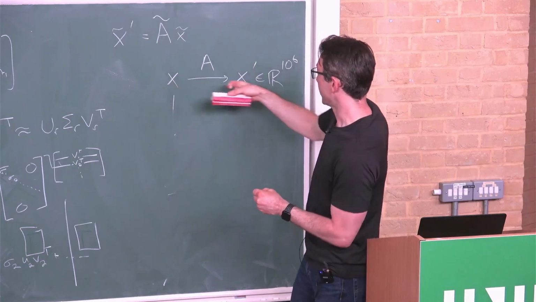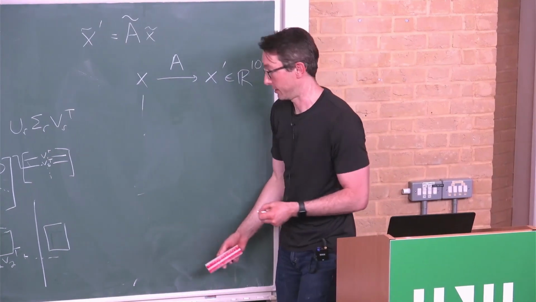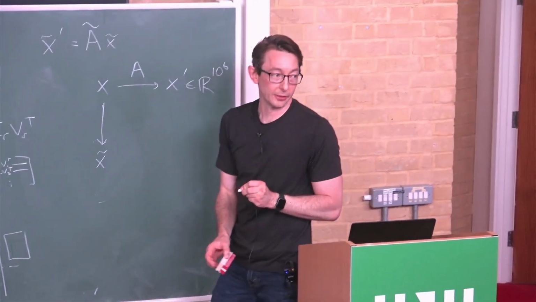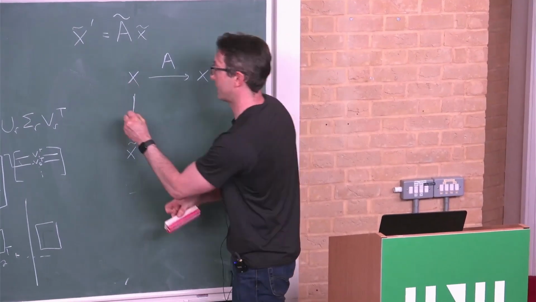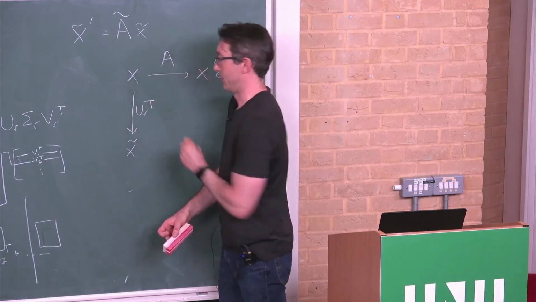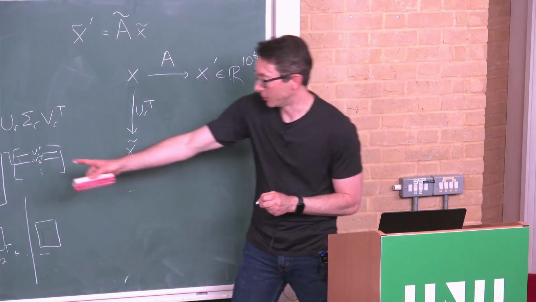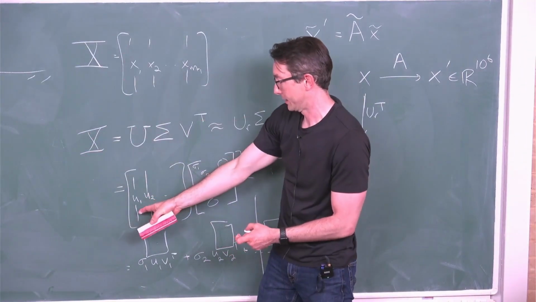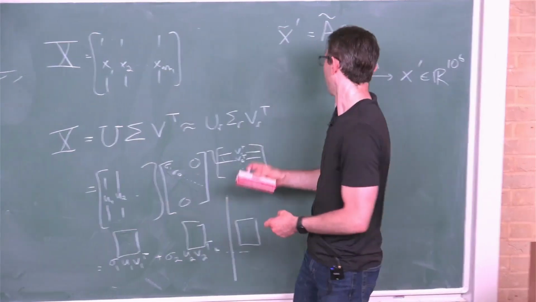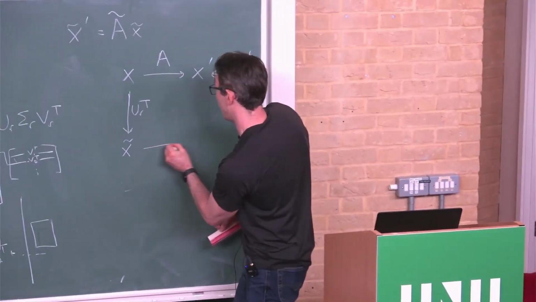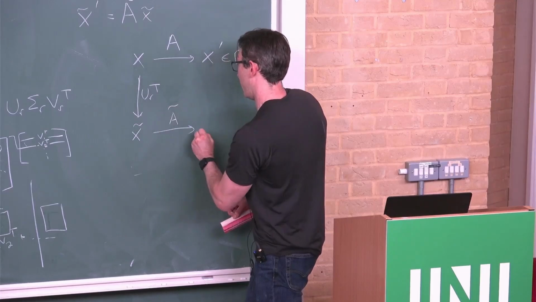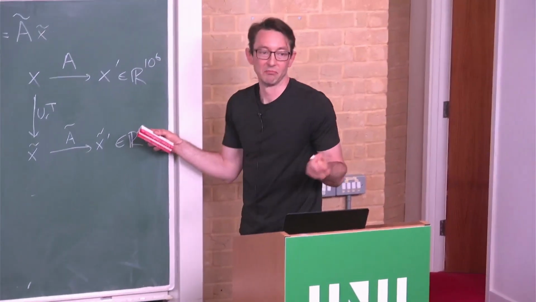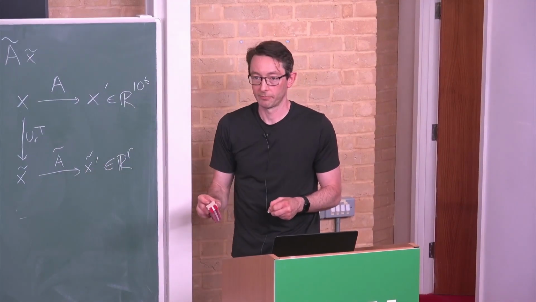Good, so I have my high dimensional data that lives up here in 10 to the 6th land. What I'm going to do is project it down to this low dimensional tilde space by literally multiplying X by U_R transpose. If I take U transpose, knock it over on its side and multiply it by an X, I get 2 numbers, or R numbers in this case. And now here is where I have X tilde, and here is where I have X prime tilde, and this is in R to the R, which might be 5 numbers, or in this case, 2 numbers. Good.